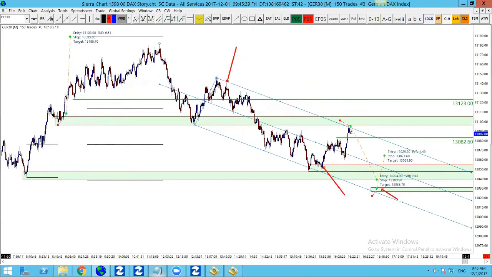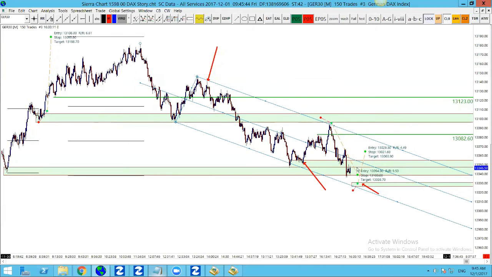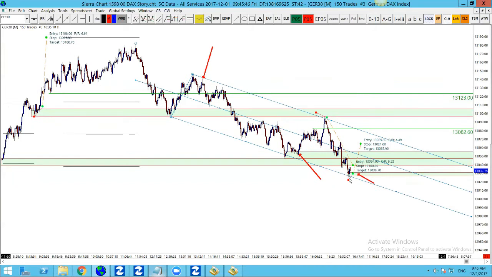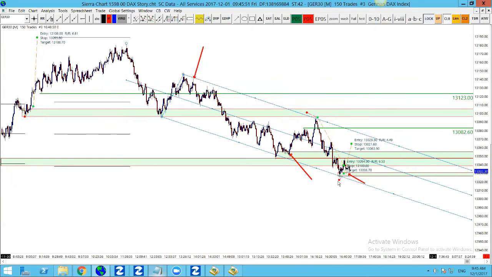You then would maybe take a short here if it gets a second test. In this particular time, it didn't, but it comes back down to the lower median line parallel. So one more time, you could go and take a long there. That's the test right there where the arrow is.